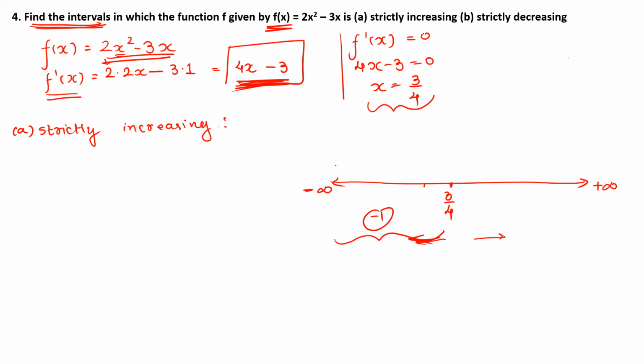But you can see that for this interval, x equal to 3 by 4 is like chopping the x-axis into two parts, two intervals. The left hand side interval is minus infinity to 3 by 4, and the right hand side is 3 by 4 to infinity. That means in one region the function is increasing and in the other region it is decreasing. We don't know in which region what happens, so we are looking forward to find this.